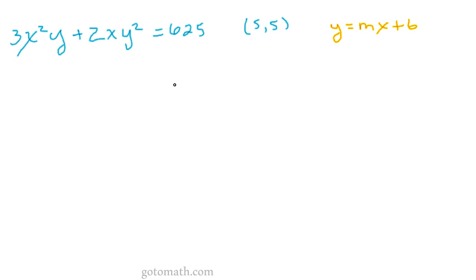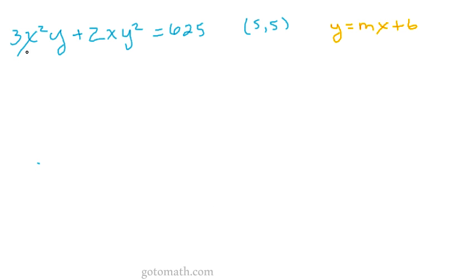So this was the equation, 3x squared y plus 2xy squared is equal to 625. Here's the point. This point is somewhere on this curve. If we were to graph this thing out, and y is equal to mx plus b, this is the goal right here. Right now we want to find m. M is going to be the slope of that tangent line, and that means that we need to take the derivative of this. So let's do that.